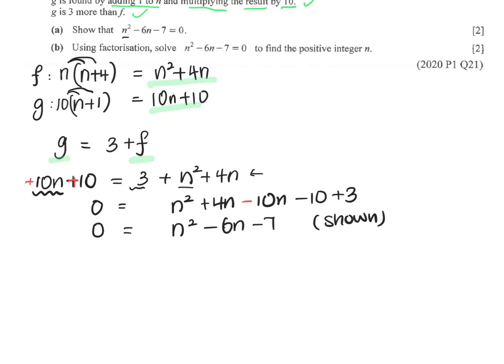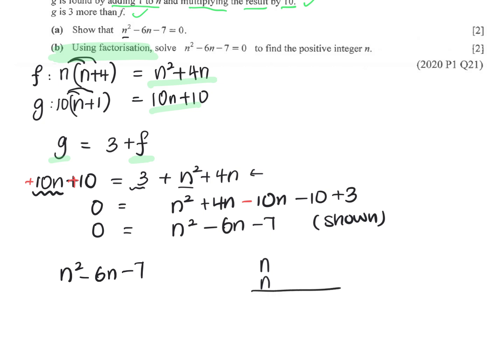Okay, part B now, solving using factorization. The question says using factorization. So in this case, if you use your quadratic formula, it is not allowed, right? They say solve by factorization. So we are going to factorize n squared minus 6n minus 7. Right? How are we going to factorize this using your trial and error method?